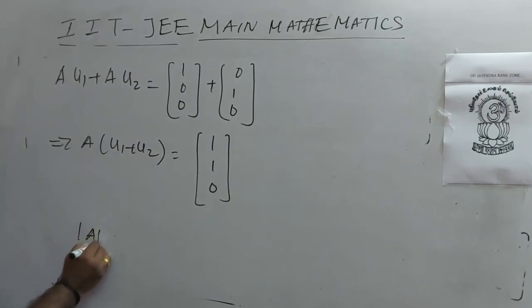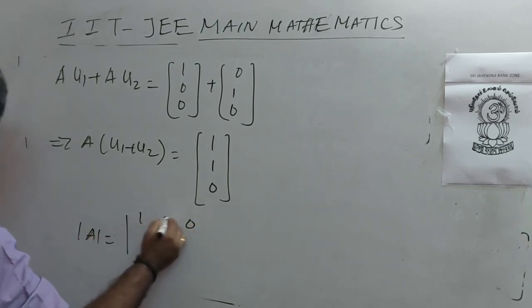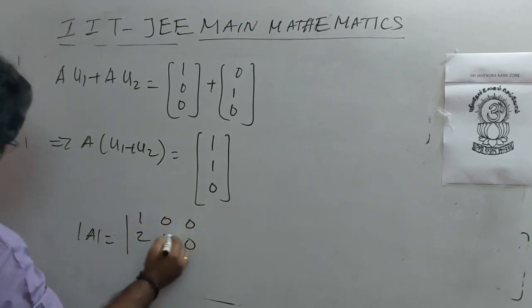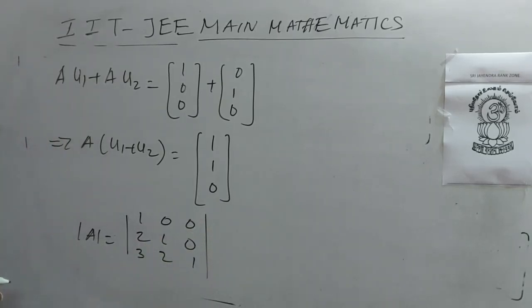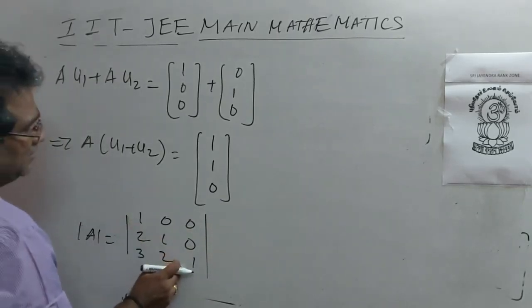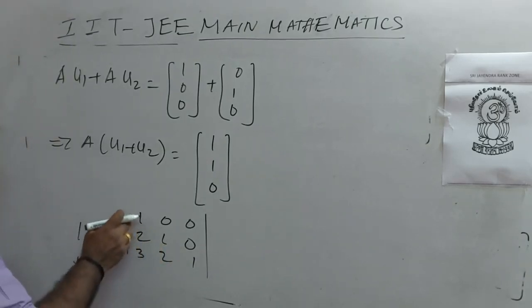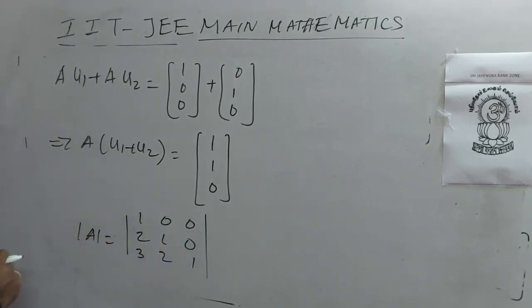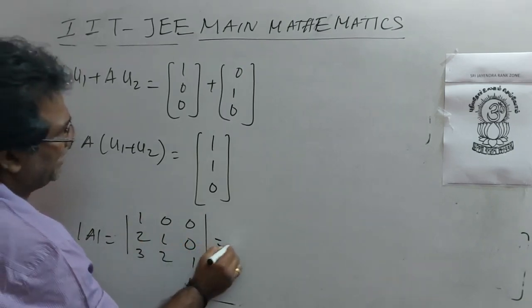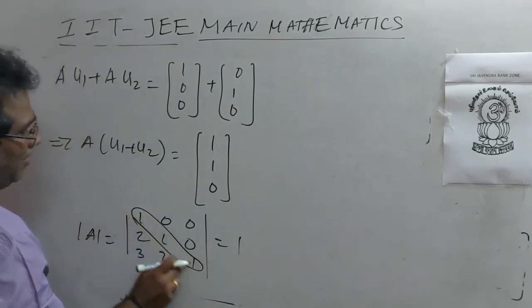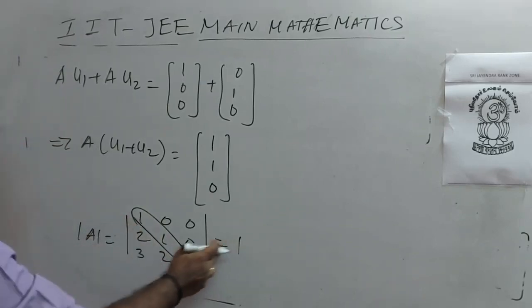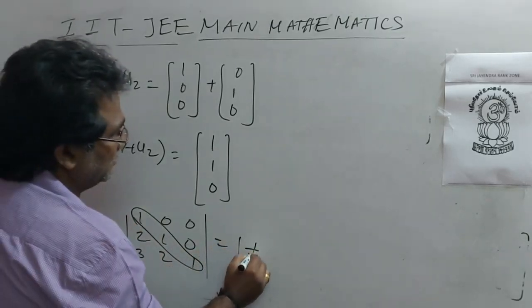You find determinant A: 1 0 0, 2 1 0, 3 2 1. It's a lower triangular matrix. So if all the elements above the main diagonal are 0, it is lower triangular. So the value should be 1. For triangular matrices, to find the determinant value, it is enough to multiply all diagonal elements. So 1 into 1 into 1, answer 1, which is not equal to 0.